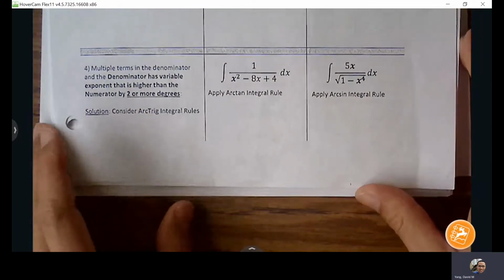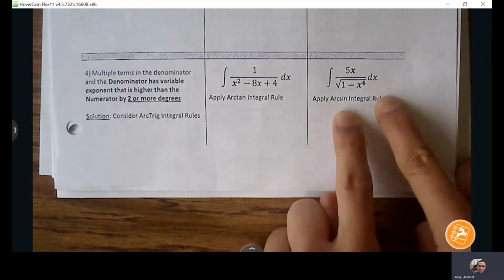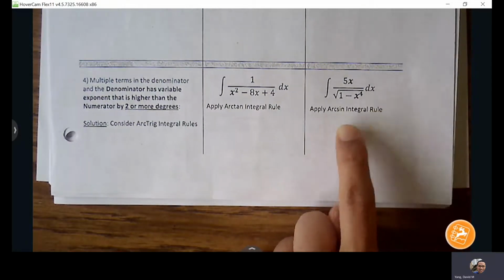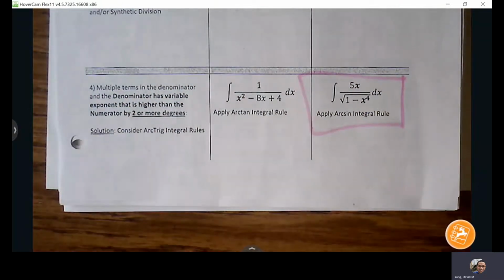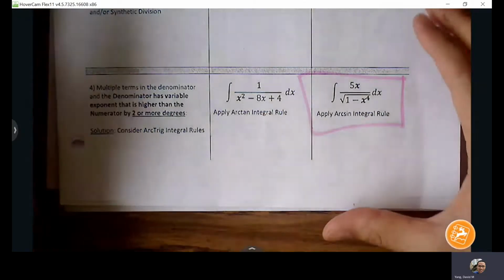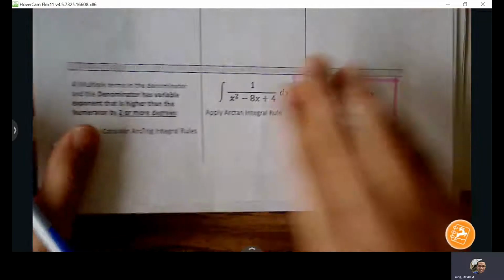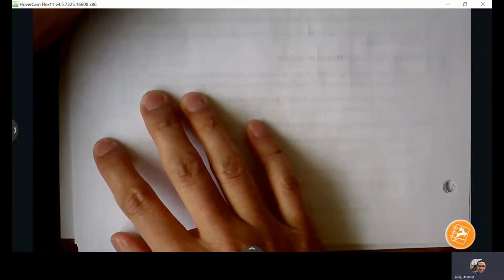Okay, I have one more problem that I want us to do. We're going to do this problem on that space that you have on page 26. So copy this problem down. Integral of 5x over square root of 1 minus x to the 4th. Let's get another arc trig problem. Okay, so page 26, there's that gap. You can copy that down here, page 26.